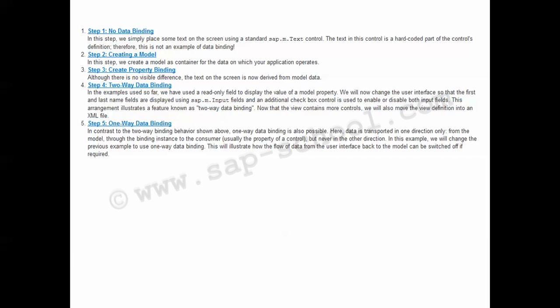Then the two-way data binding. In the examples used so far, we have used a read-only field to display the value of a model property. We'll now change the user interface so that the first and the last name fields are displayed using the sap.m.input field, and an additional checkbox control is used to enable or disable the input fields. This arrangement illustrates a feature known as two-way data binding. Now that the view contains more controls, we'll also move the view definition into an XML file.